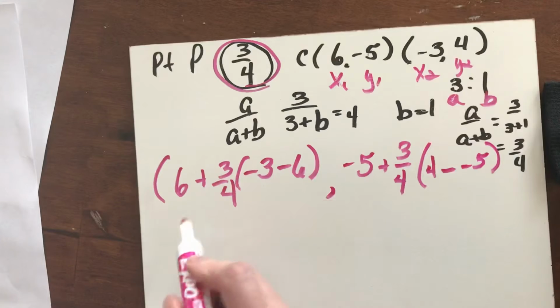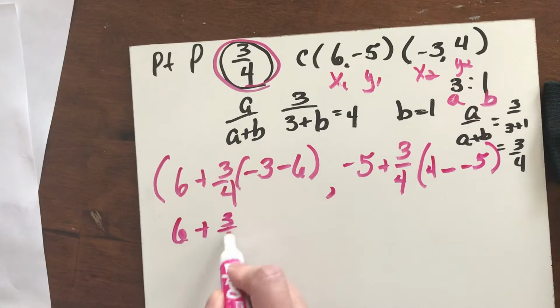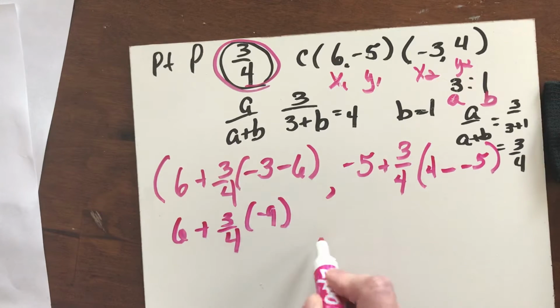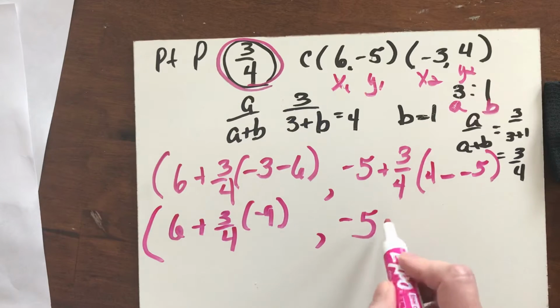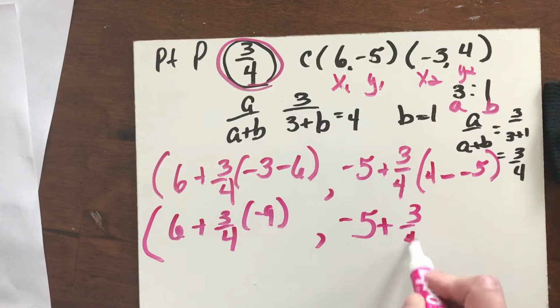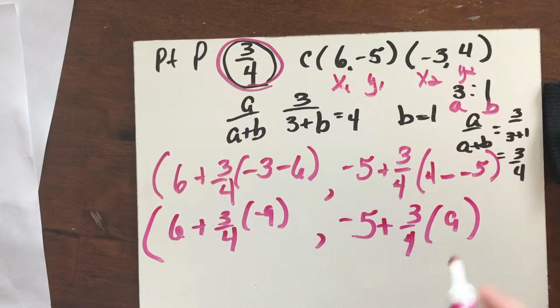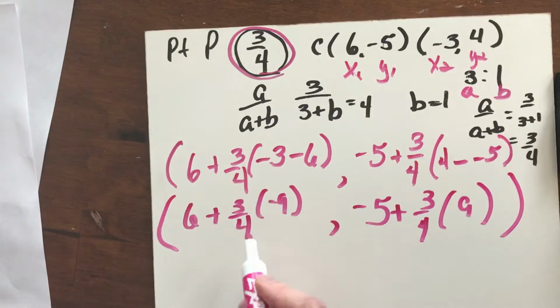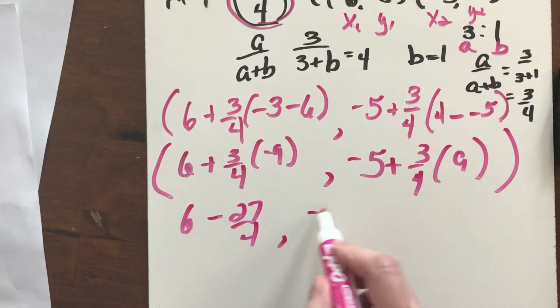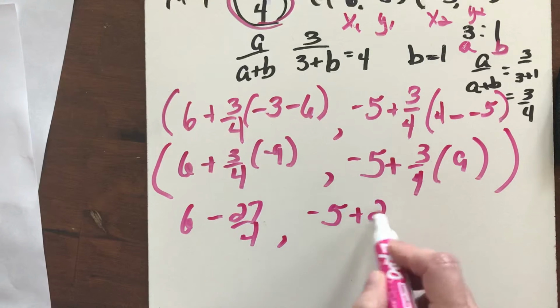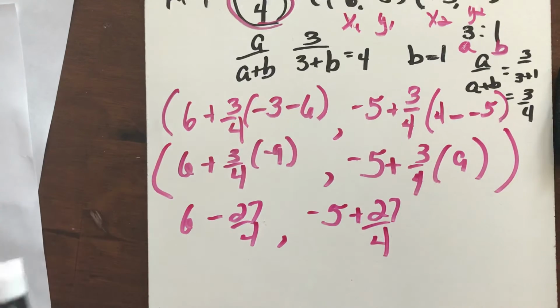Okay, so we have 6 plus 3/4 times 9. All right, so I'm going to have 6 minus 27 over 4, the first one, and then I'm going to have -5 plus 27 over 4.